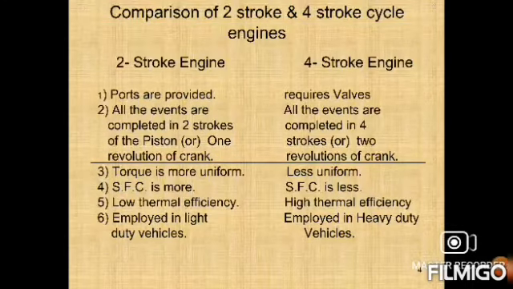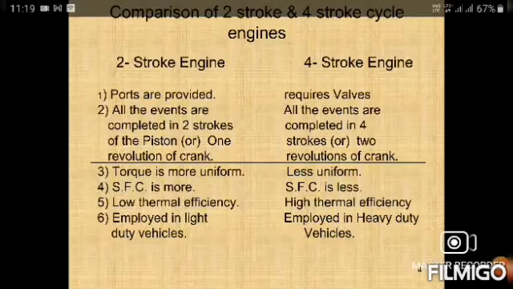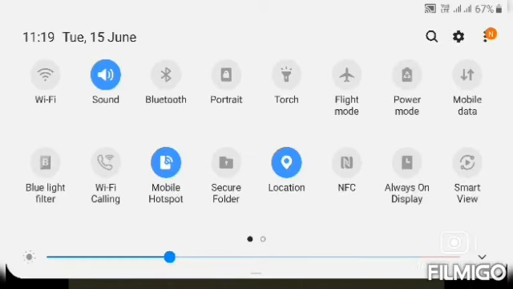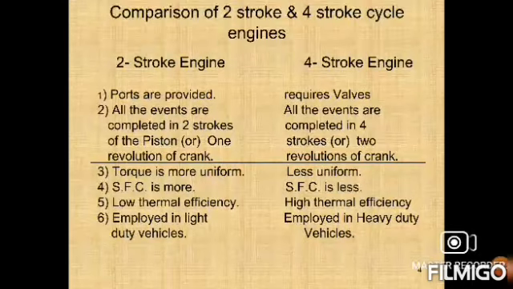So that is the main thing. Generally, the torque is more uniform in the four-stroke engine and less uniform in the two-stroke engine, because the cycle in a four-stroke engine is completed in two revolutions of the crankshaft. That is the main thing. SFC is more in two-stroke engines and less in four-stroke engines. Next, two-stroke engines have low thermal efficiency, and four-stroke engines have high thermal efficiency.